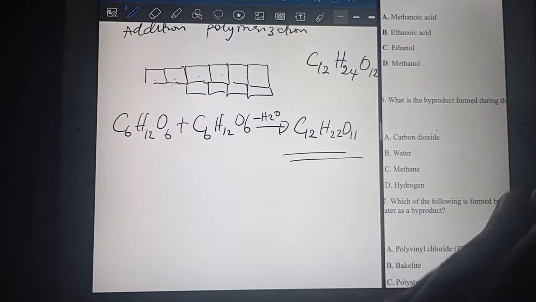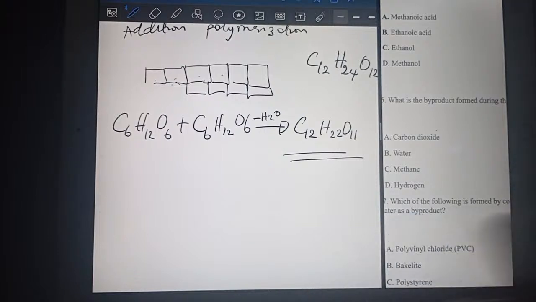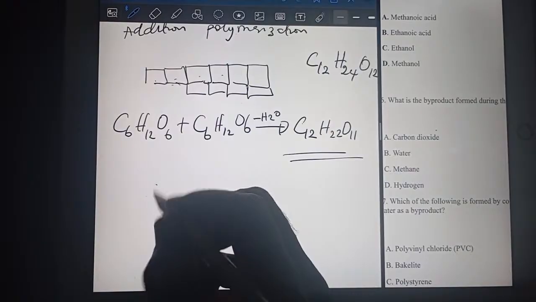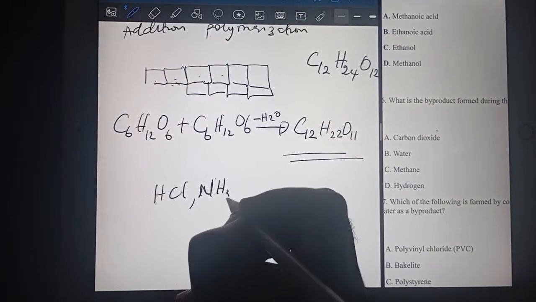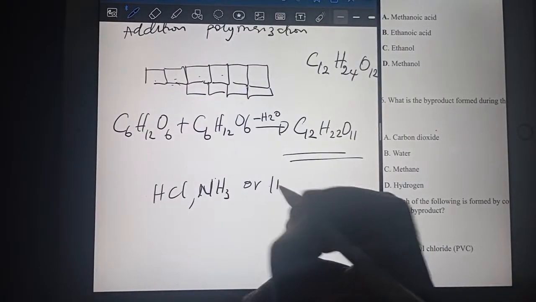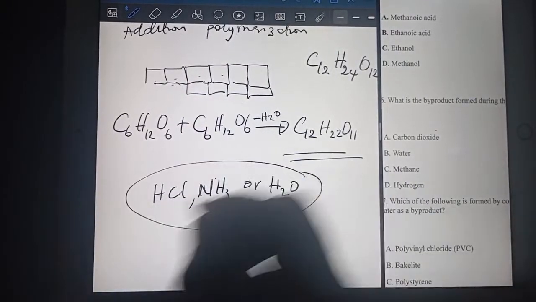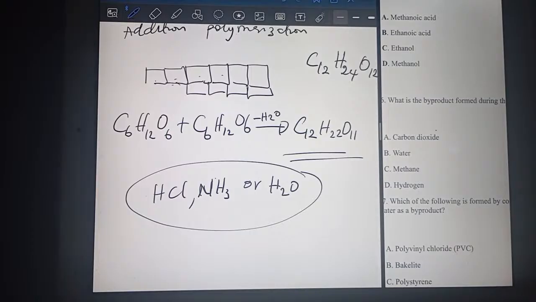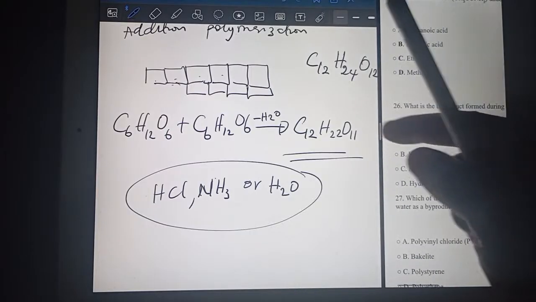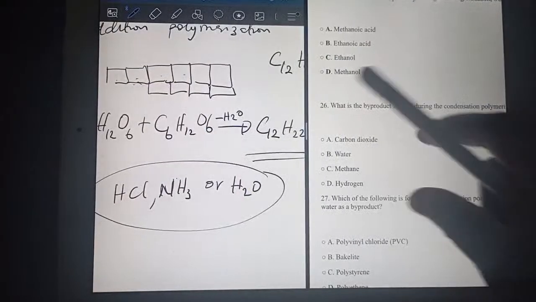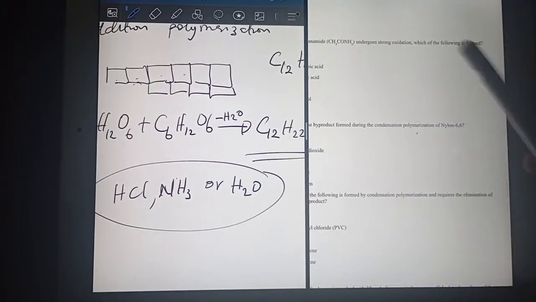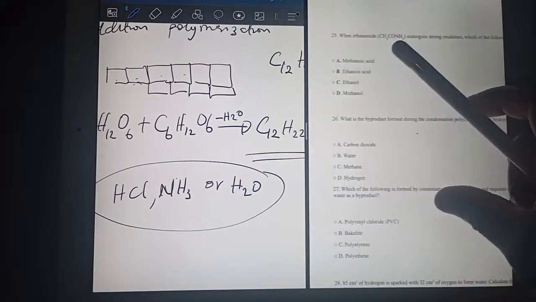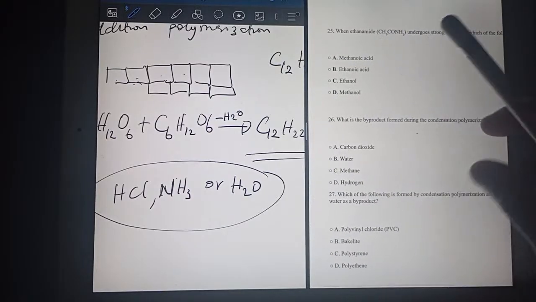So in condensation reaction, small molecules are lost. Small molecules, note it for exam, commonly HCl, ammonia, or equally, water. So these are the common small molecules lost during condensation polymerization. And if you look at this option, it has only one out of the three I mentioned, even when you don't know. This question, I have taught you that nylon 66 is a condensation polymer. Do you understand now?